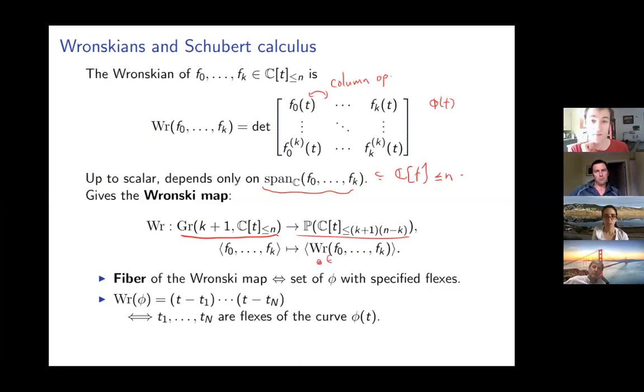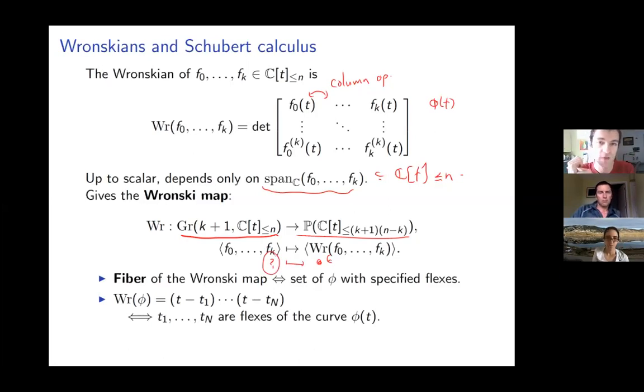We fix our Wronskian up to scalar. Fiber means looking at everything that maps to it. What are all of the phi, all of our collections of polynomials upstairs, that have that specified Wronskian? So a fiber of the Wronski map is literally the set of maps phi whose Wronskian is specified. We specify the Wronskian.